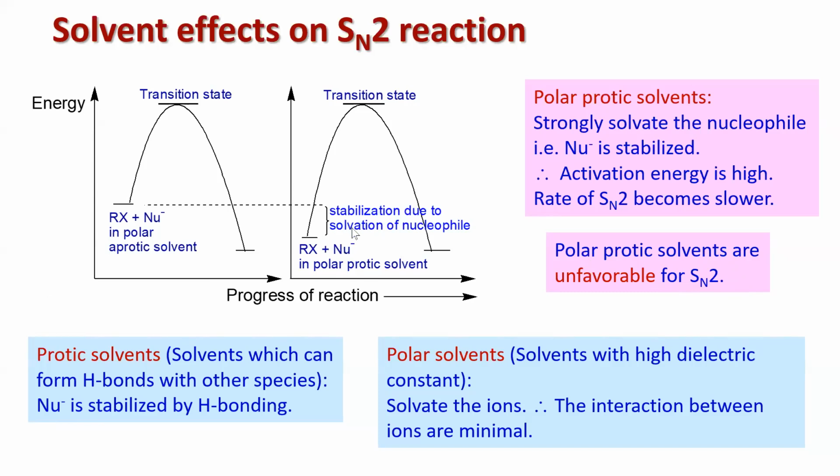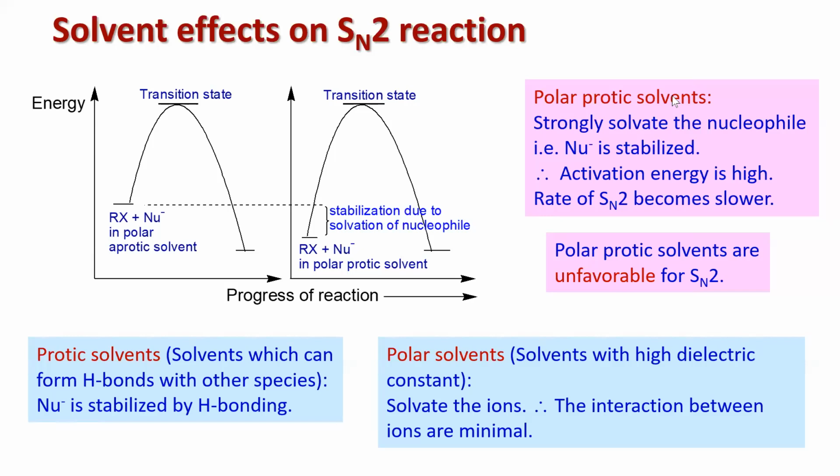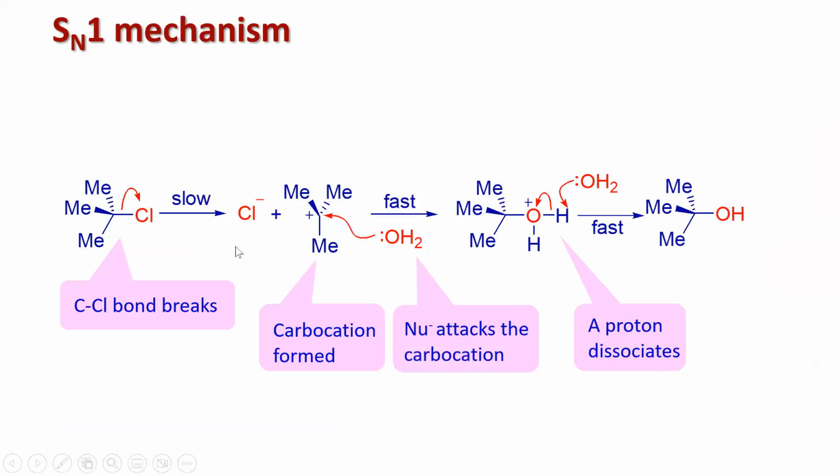The reason for favorability or unfavorability is given here. Right, we'll move on. Now, this is the same reaction, an alkyl halide. Now we are going to move on to the SN1 mechanism. You have learned about the SN2 mechanism where bond breaking and bond forming take place simultaneously. But in SN1 mechanisms, that doesn't happen. So it goes through a pathway like this. Look at this pathway. First, the bond breaking takes place.